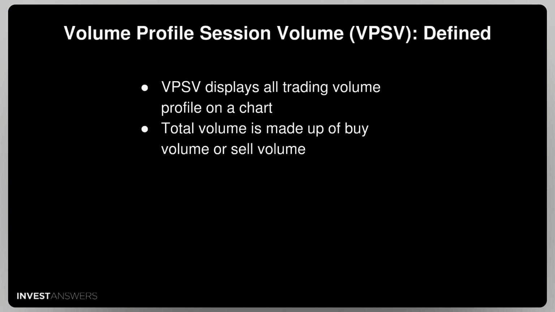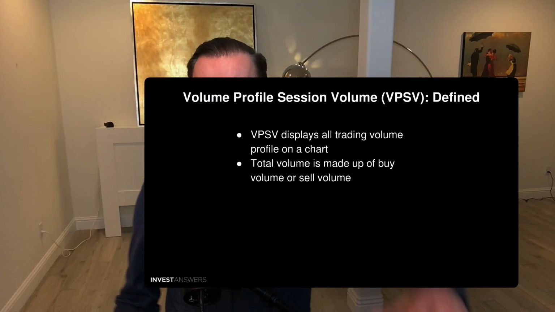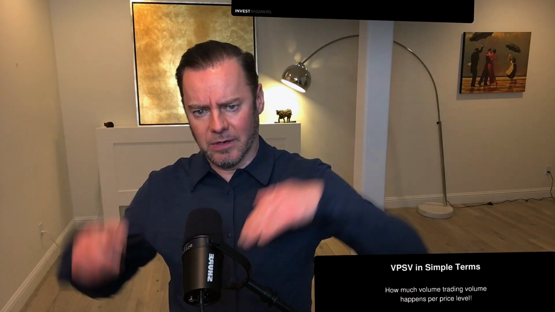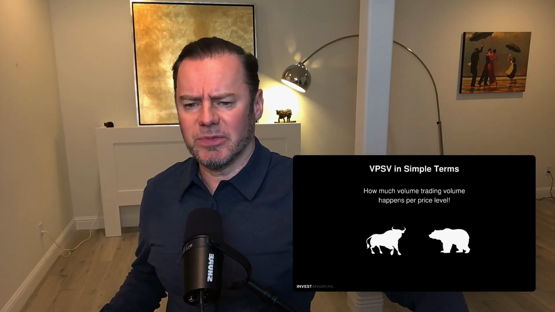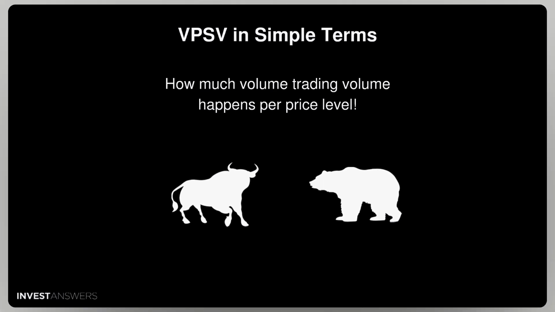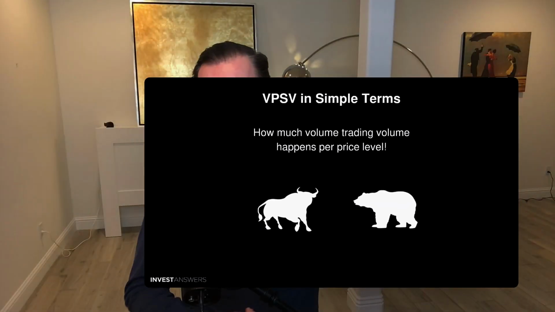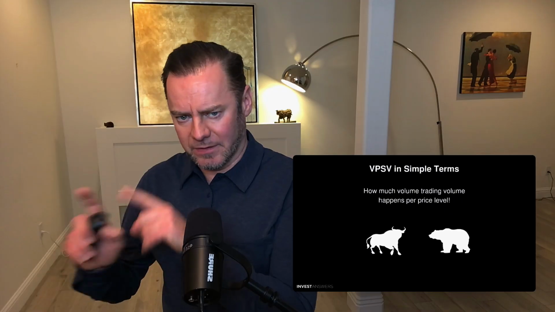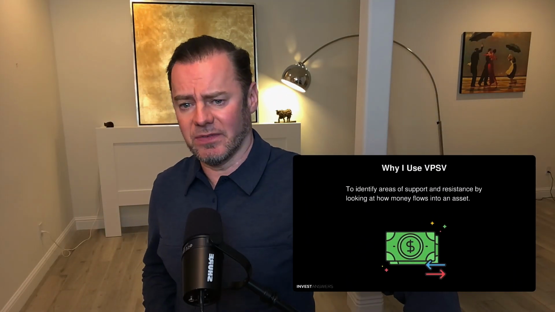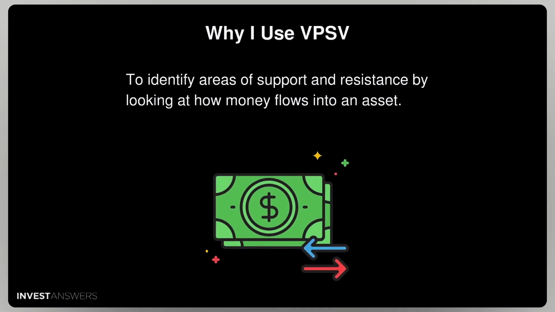VPSV displays all trading volume profile on a chart, and the total volume is made up of buy volume and sell volume. Very important, and we're going to go, of course, a lot deeper. Now, in simple terms, it helps me understand and gauge exactly who's in control, who's doing the buying or who's doing the selling, who's bullish, who's bearish, and at what price level. And that is so critical. And I'll walk you through exactly what it means and then show exact examples that you can all use every single day.